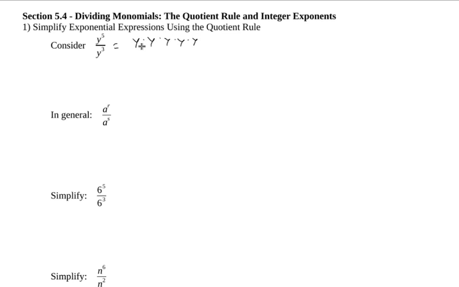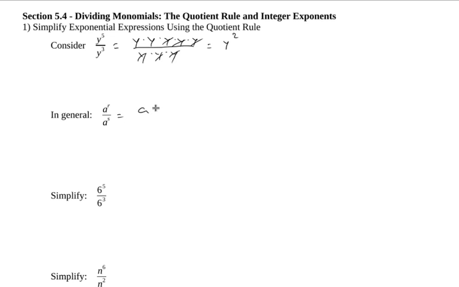y times y. There's 5 copies of the y up there and 3 copies of the y down there. Since this is all multiplication, I can cancel factors. I can cancel a factor of y, a second factor of y, and a third factor of y. You can see I was able to entirely cancel out all the y's on the bottom. And since there were 5 up top and I canceled 3 of them, I'm left with 2. I'm left with y squared.